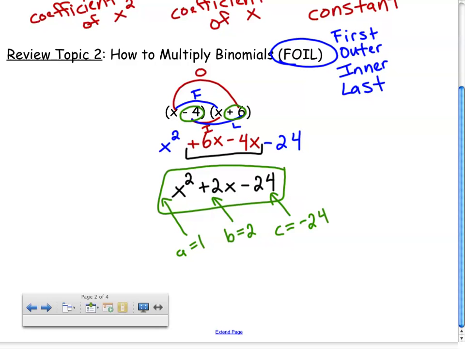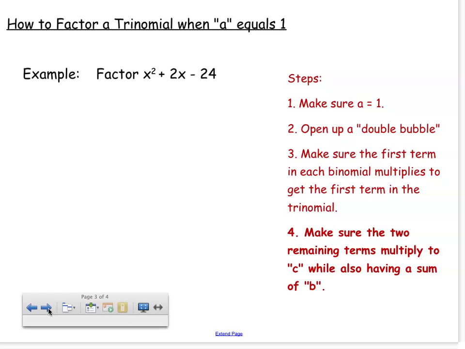So the conclusion that we can get from that is that if we start with a trinomial such as x squared plus 2x minus 24, then we can go backwards and get x minus 4 times x plus 6. And that's called factoring. It's when you break something into smaller parts. So what I'm going to show you how to do right now is how to factor a trinomial when that leading coefficient, that value of a, is 1.